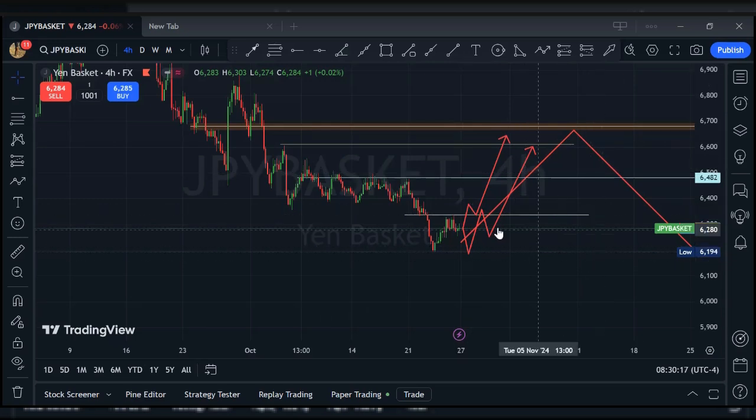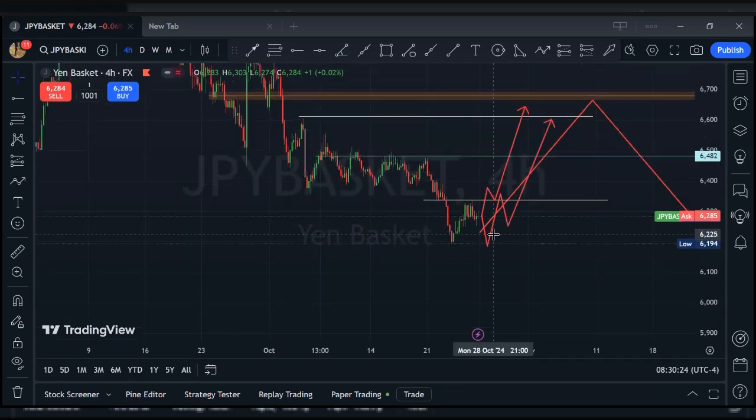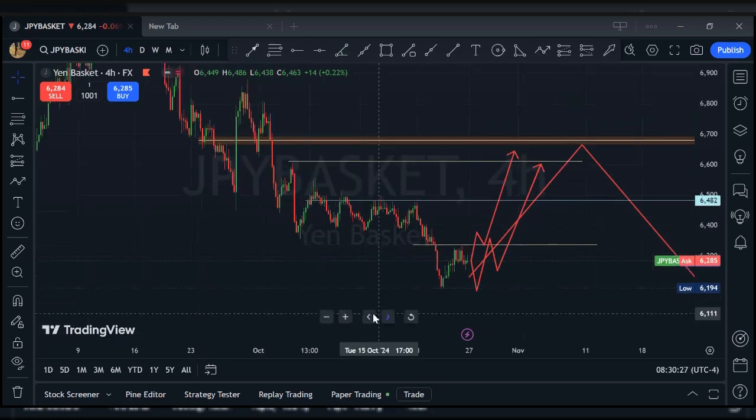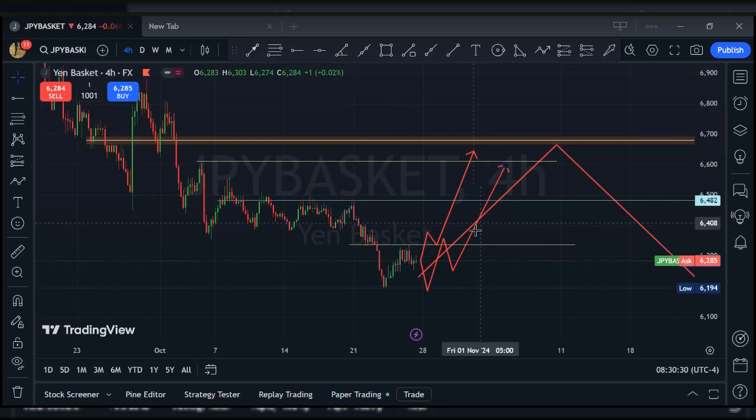So that is what I have for the JPY index. This gives you the ideas I want to work with when it comes to USDJPY. Yeah? When it comes to USDJPY. Let me remove this and then I'll send this to the group.